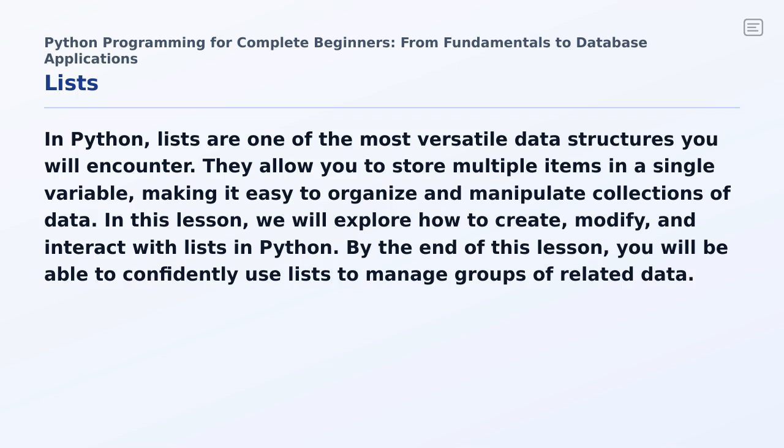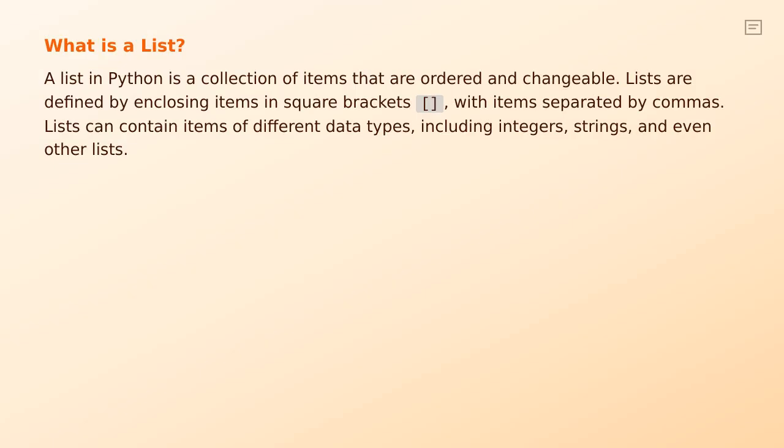Don't worry if this feels new at first. This section covers what a list is. A list in Python is a collection of items that are ordered and changeable. Lists are defined by enclosing items in square brackets, with items separated by commas. Lists can contain items of different data types, including integers, strings, and even other lists.